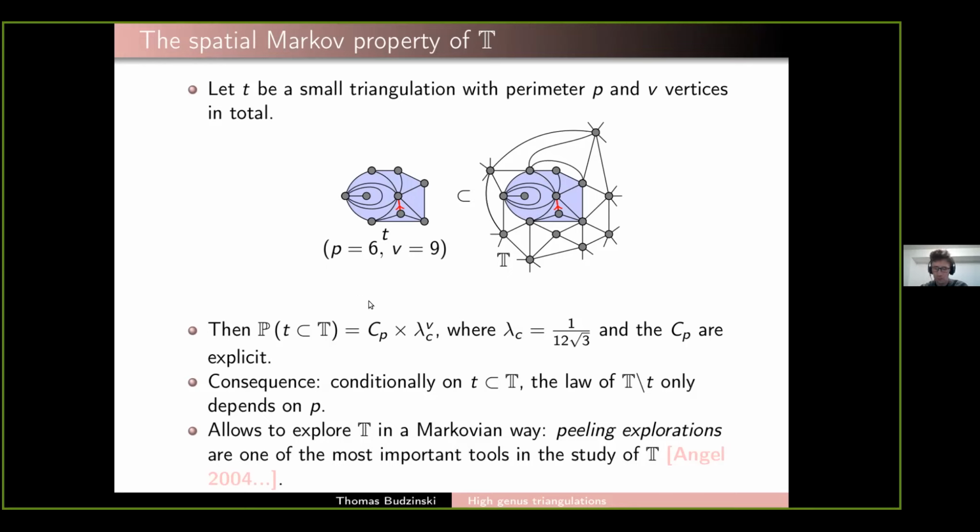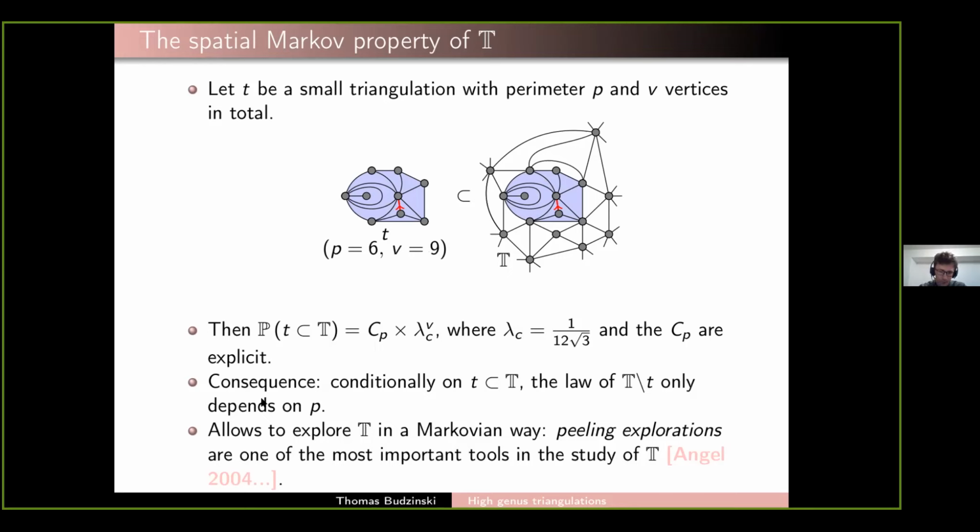And this formula is actually pretty nice. It's of the following form. It's something depending only on the perimeter, multiplied by some constant, which turns out to be 1/(12√3), to the power v, so to the power the size of my triangulation. So we have a kind of decoupling between the volume and the perimeter.